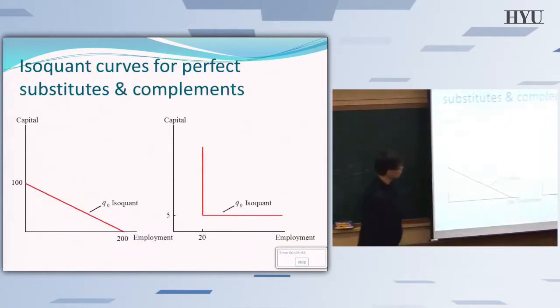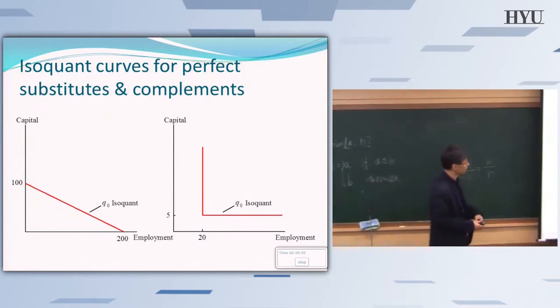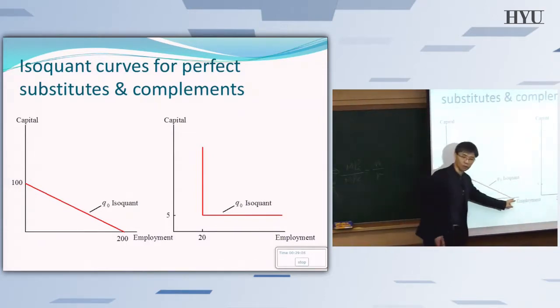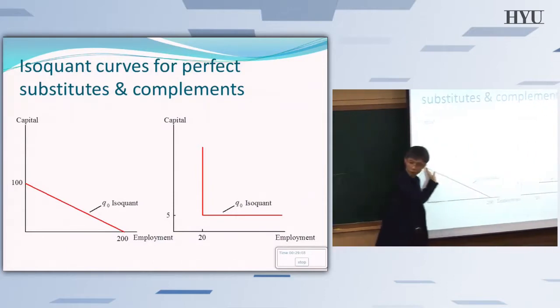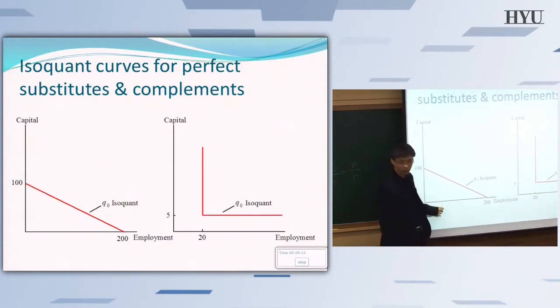So, if you draw an isoquant for perfect substitutes, it's going to look like a straight line. In this case, 100 capital and 200 workers, same. 100 machines, 200 workers, they produce the same thing. Obviously, you can have in between, like, some combinations of the two.